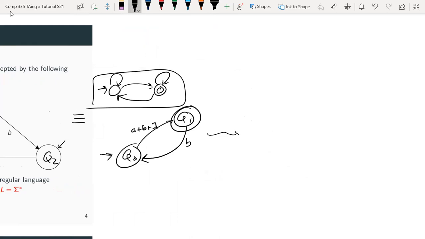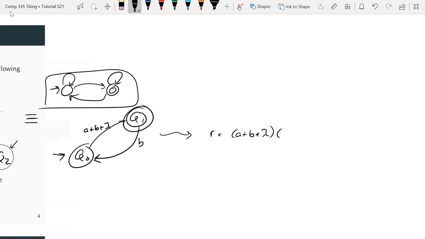Then you can easily convert this to a regular expression. So the regular expression would be: I can directly go to my final state with either A or B or lambda. And then what I can do is do B, and then this, any number of times. So what does that mean? I can read a B and then read A or B or lambda. I can do this any number of times. So AB star isn't right, because it can start with B.